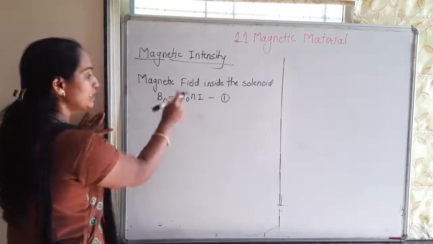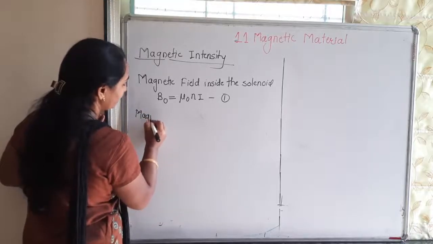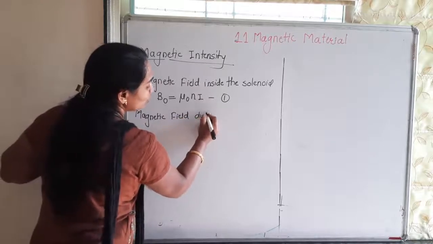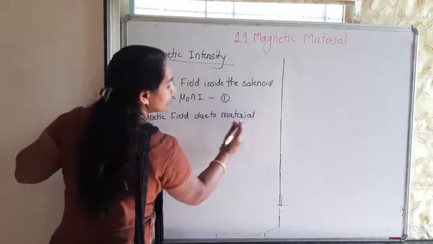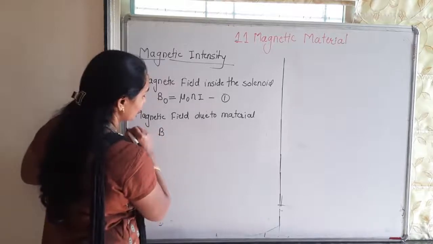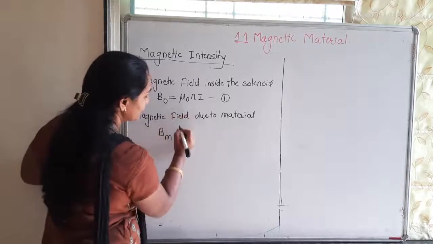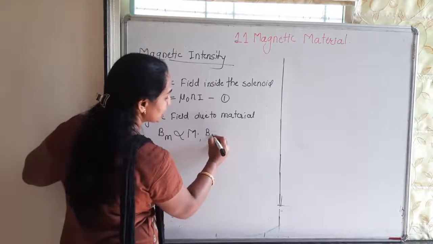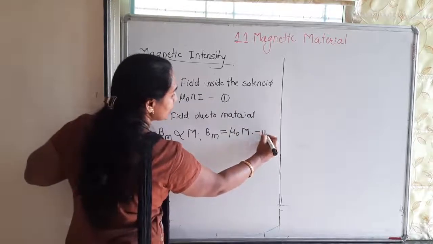When the material is kept inside the solenoid, the magnetic field due to the material, with symbol Bm, is proportional to the magnetization. When the proportional sign goes, the constant is mu0, so Bm is equal to mu0 into M. This is equation 2.